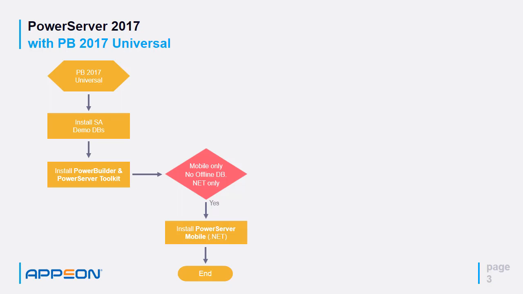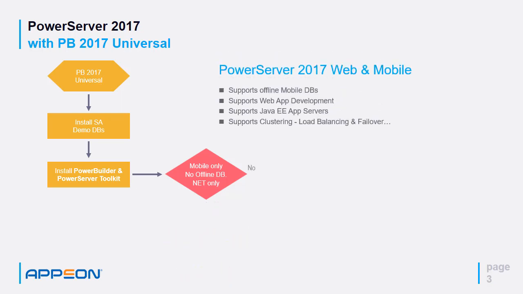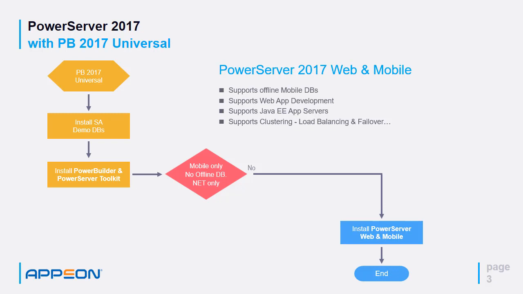Now if you answer no to those questions, in other words, I do need mobile and web, I do need a mobile database on the device itself, and maybe I'd like to install a Java Enterprise Edition of PowerServer, and I may need other things such as clustering, load balancing, and failover. In that case, do not install PowerServer that's included with PowerBuilder 2017 Universal. You can proceed now to run the separate installation for PowerServer, which includes web and mobile, and all the features that I just listed above.